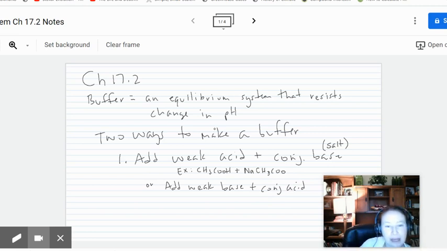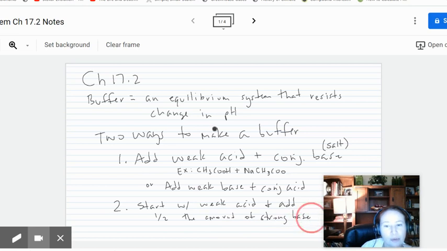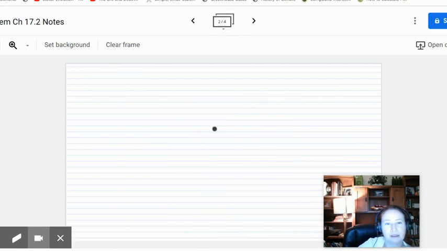The other way is a little more complicated, and that is to start with a weak acid and add half the amount of a strong base. Okay, let me go over what in the world that means. Okay, so buffer type 2, how do I do that?